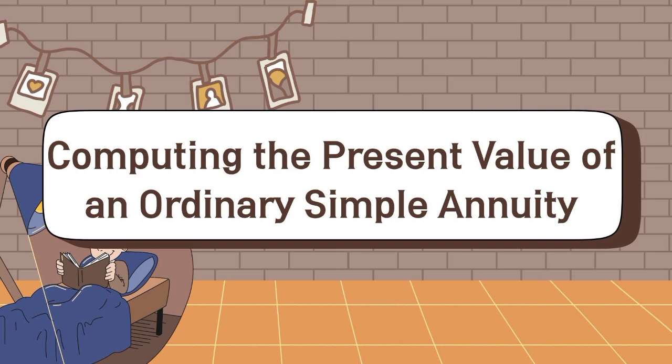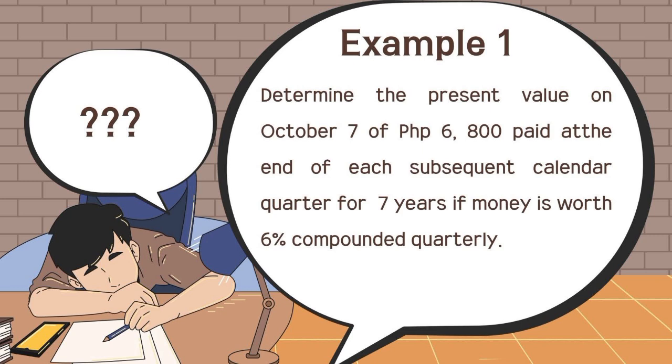Now, what about computing the present value of an ordinary simple annuity? So we have here another example. Determine the present value on October 7 of 6,800 pesos paid at the end of each subsequent calendar quarter for 7 years if money is worth 6% compounded quarterly. Since we are asked to determine the present value, we will use this formula.